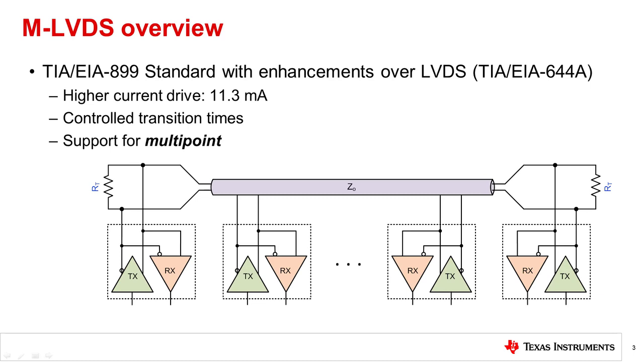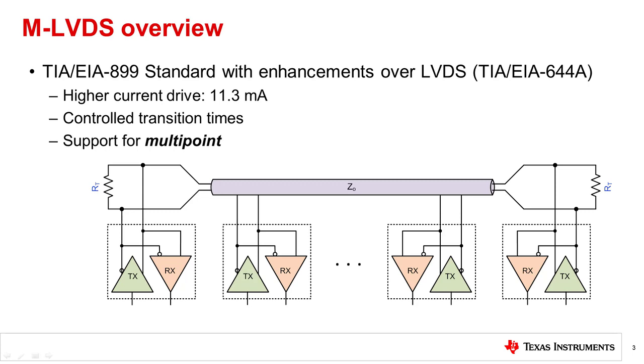MLVDS is an industry standard that builds on the LVDS standard by adding enhancements to support multi-point and multi-drop configurations. One of these enhancements is that MLVDS increases the driver current to 11.3 milliamps. This is needed in order to be able to drive the increased load, which is due to the double termination used in MLVDS and to the loading from the multiple transceivers on the shared bus in multi-point environments.